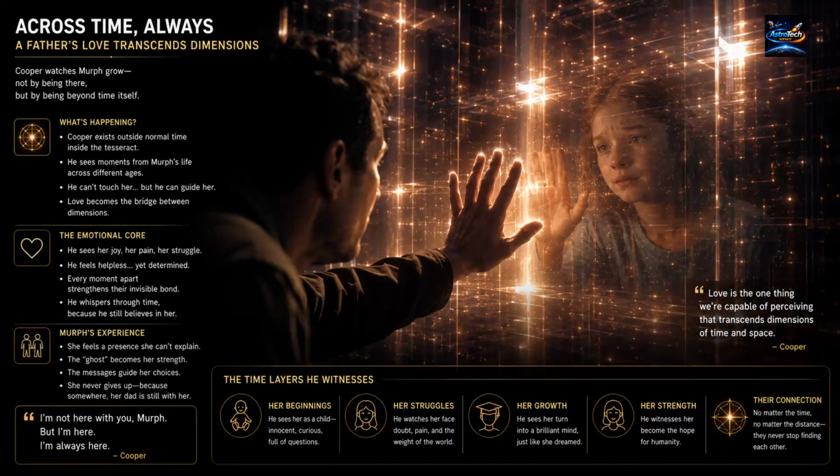At its heart, the Tesseract scene isn't just about physics. It's about love. Cooper doesn't choose a random moment. He chooses Murph. Again and again, because love transcends time, and in the film, it becomes a guiding force, almost like a signal through dimensions.